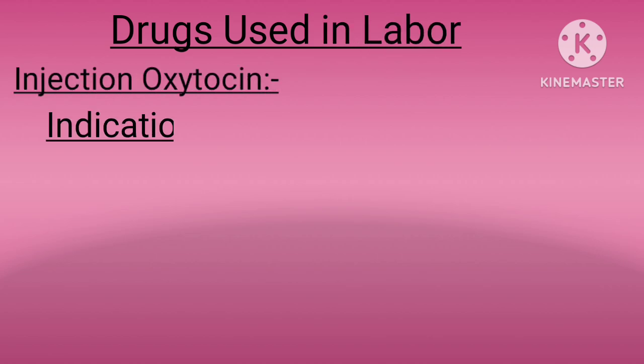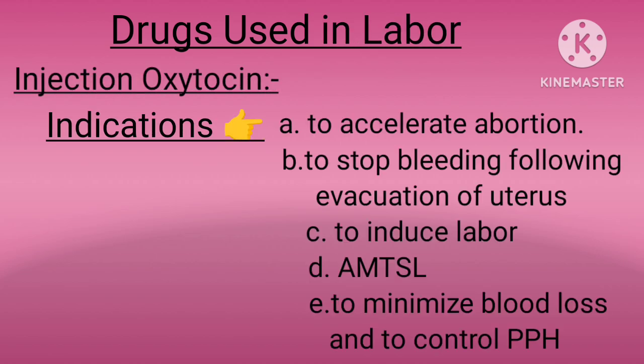Today I am going to discuss the drugs used in labor. So first of all, let me talk about injection oxytocin. Injection oxytocin may be conveniently used in pregnancy, labor or puerperium. Here the indications are to accelerate abortion, that abortion may be inevitable or missed abortion.